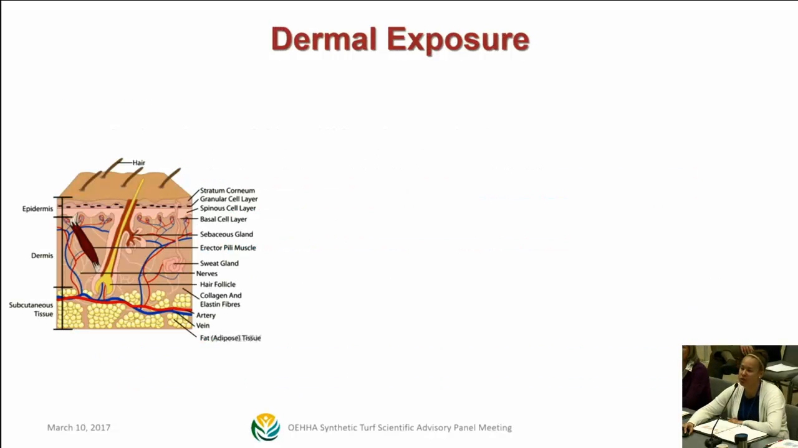So dermal exposure is intended to simulate skin contact with crumb rubber, either directly or through resuspended particles in the air. On the left, we have a schematic of the structure of the skin. The layers are typically coated with a liquid layer that's a mixture of sweat and sebum, which help to protect it against the absorption of harmful chemicals. So to model this exposure pathway, we're going to use an artificial sweat biofluid.